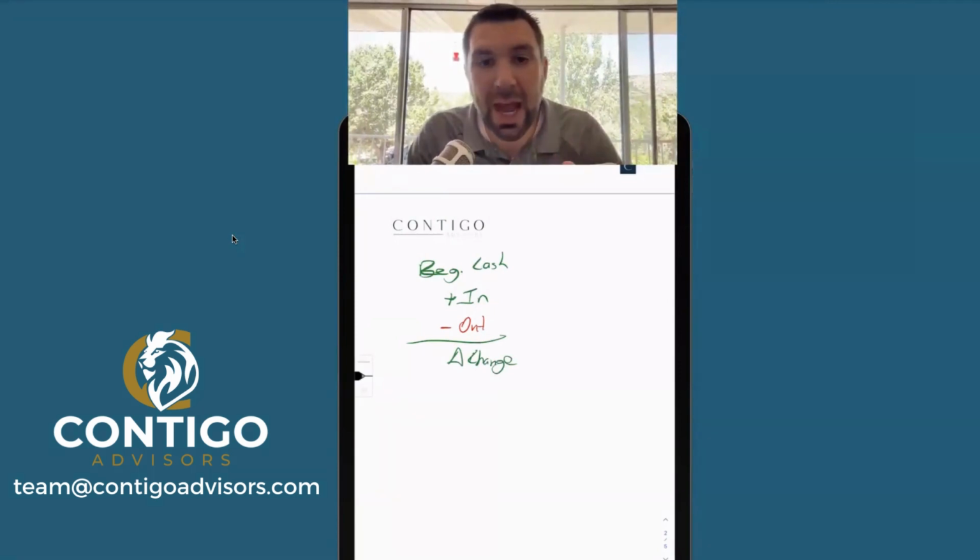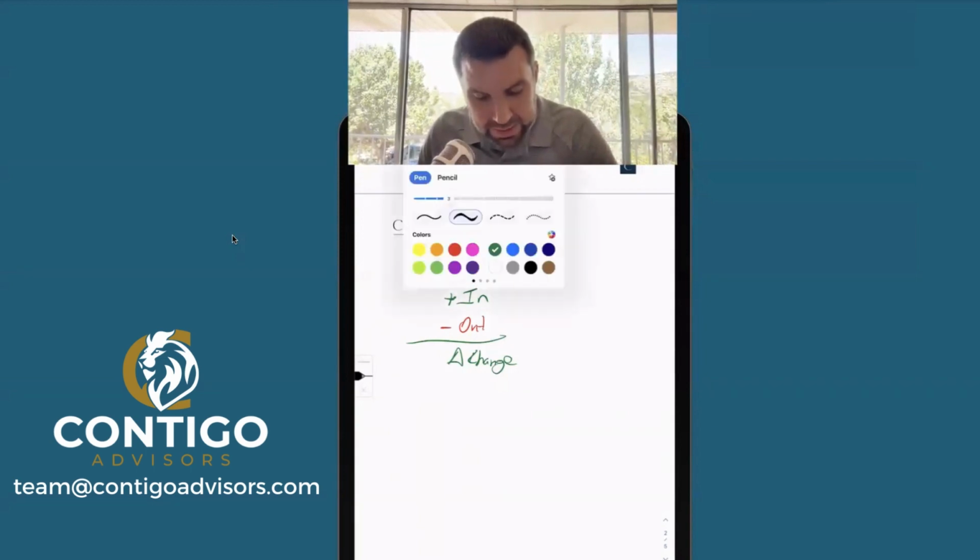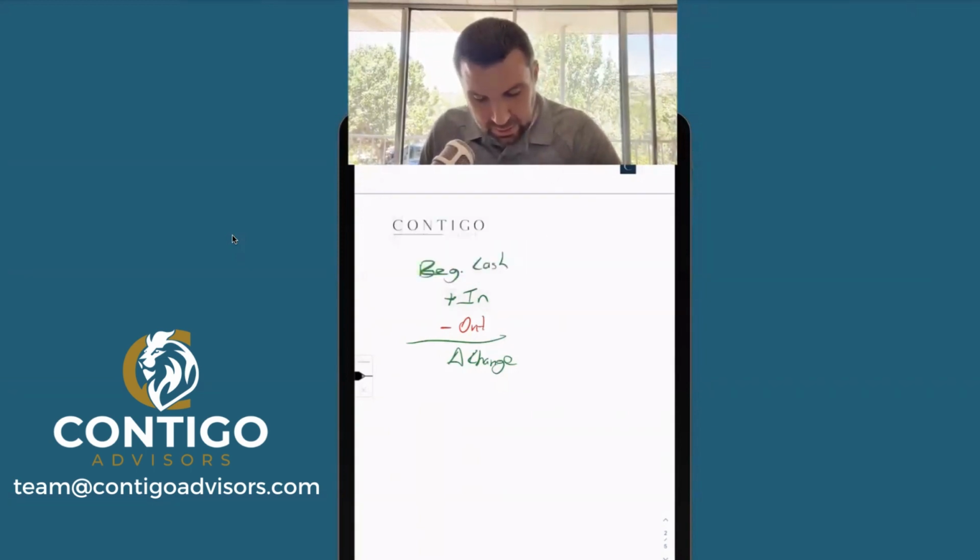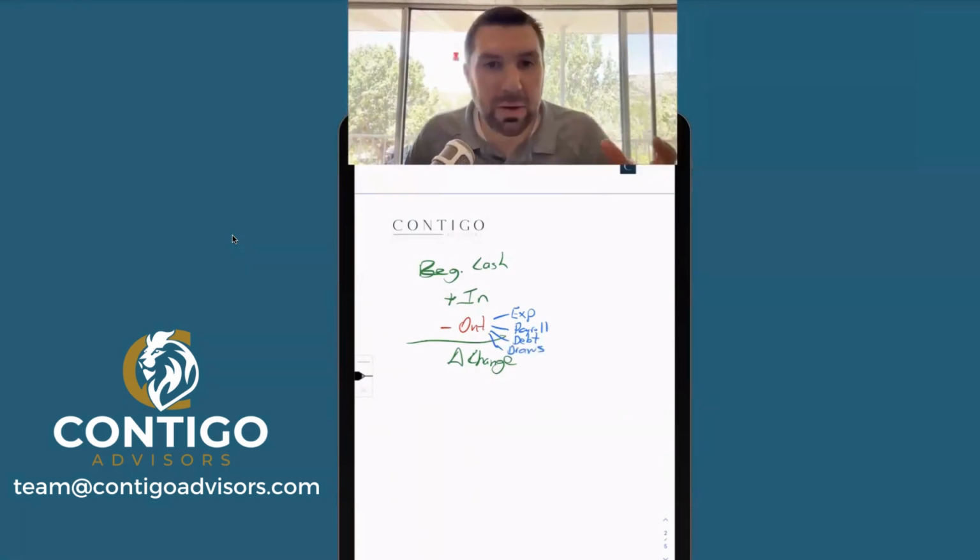Within that, part of the cash out is cash that you're transferring. This is from the business perspective, right? So cash out really breaks into a couple of different categories. It could be business expenses. It could be payroll. And it could be debt payments. And it could be draws. So those are really the four categories of cash out.